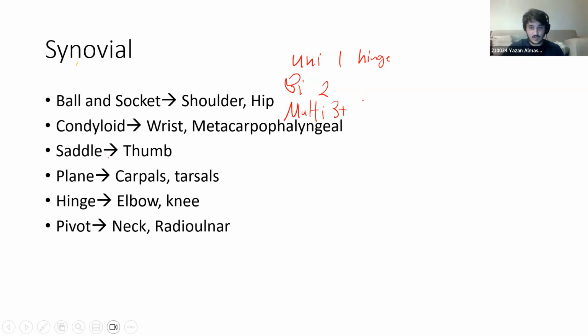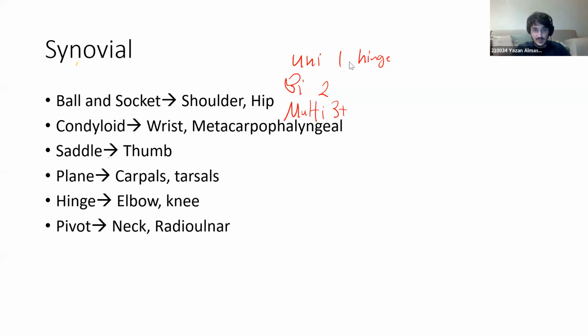Is it hinge? Wait, let me make sure of this. Correct me if I'm wrong. Yeah, I think it's bi. I got it wrong, I think. Just let me make sure. Yeah, it's correct. That's why it's confusing, and I get you. Whoever answered, now I get you.